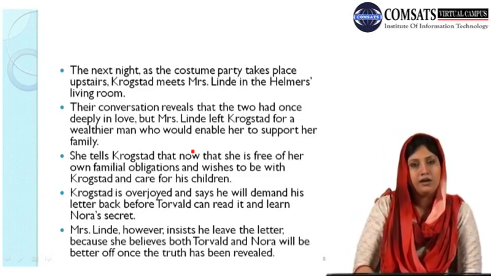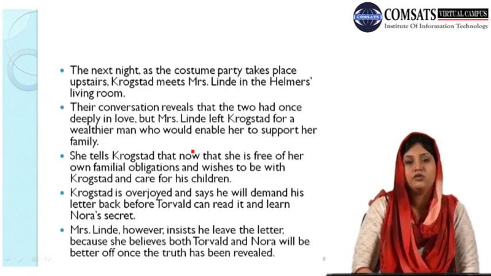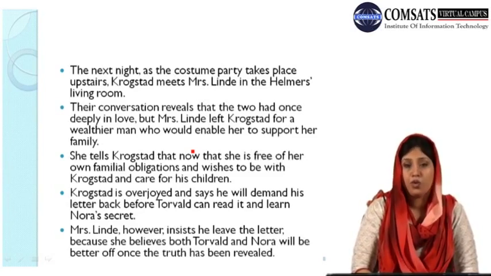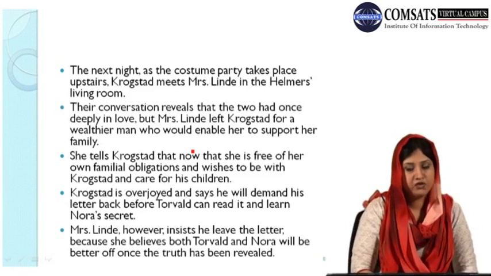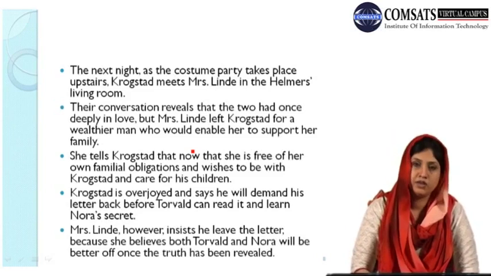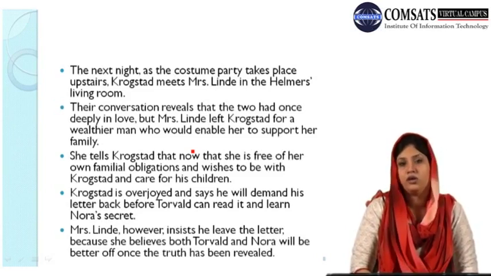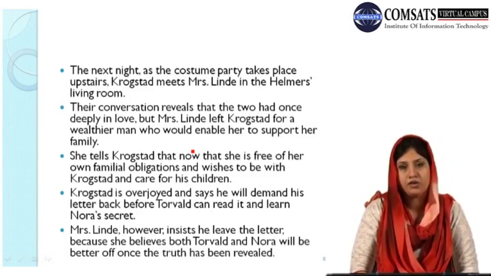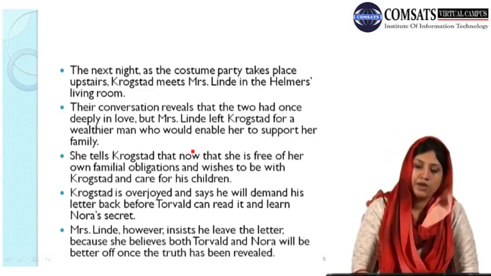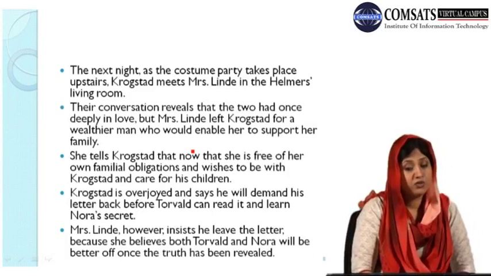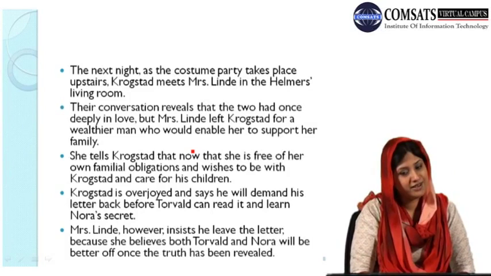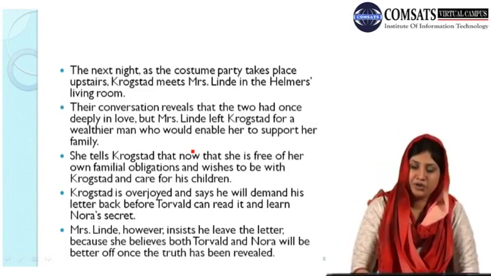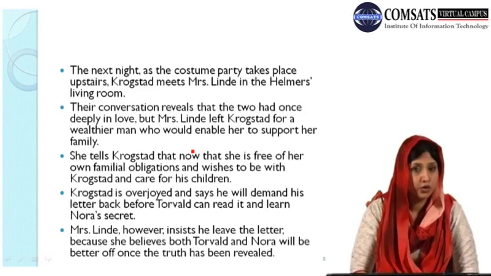So they are both discussing, and she tells Krogstad that she is now free of her obligations, including her married family. Her husband is not there anymore, and she has no obligation toward her parental family. Her mother died, and her brothers are independent enough that they would not need her anymore. So she is free of all kinds of obligations and wishes to be with Krogstad and care for his children. So now she's taking a turn towards Krogstad for her own reasons.